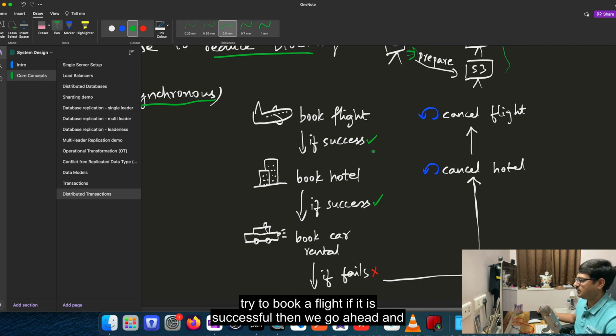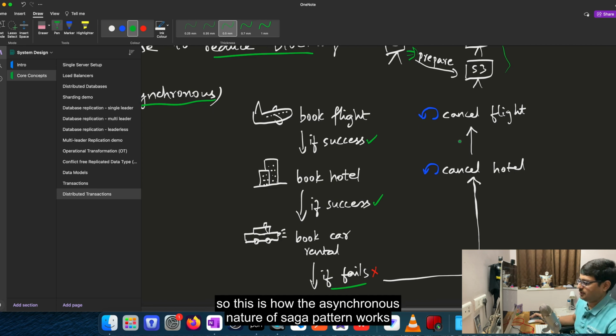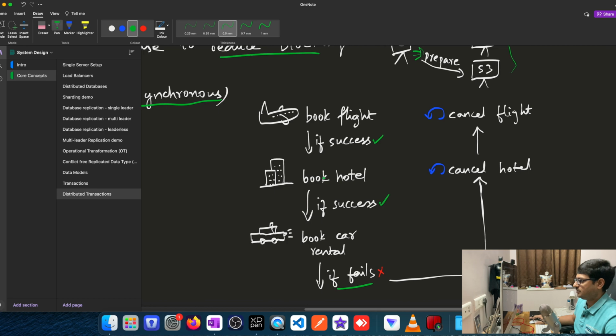If it is successful, then we go ahead and make the booking of the hotel. If the booking of the hotel is successful, then we go ahead and make the booking of the car, right? So if even one of them fails, let's say the car rental is failing, we go back one step and cancel the hotel booking, and we go back another step to cancel the flight booking, right? So this is how the asynchronous nature of the Saga pattern works.